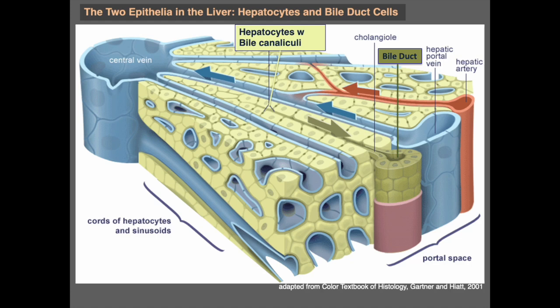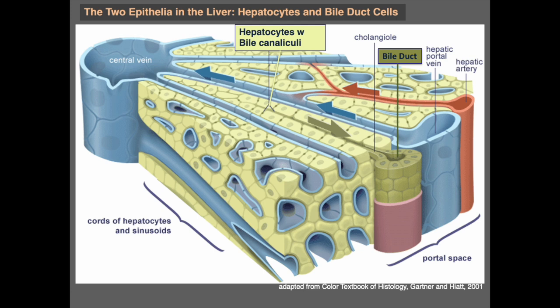Hepatocytes, the pale cells in this cartoon of a liver lobe, are the liver's parenchymal epithelial cells. They support the two principal functions of the liver. The first is filtering blood coming from the intestine, which is processed by hepatocytes before joining the general circulation.